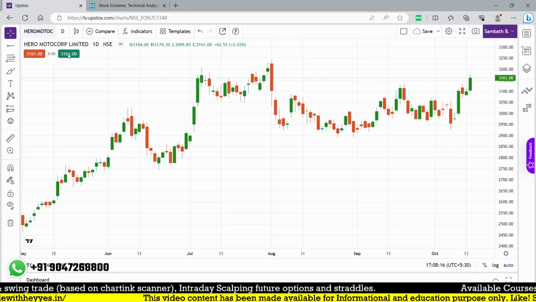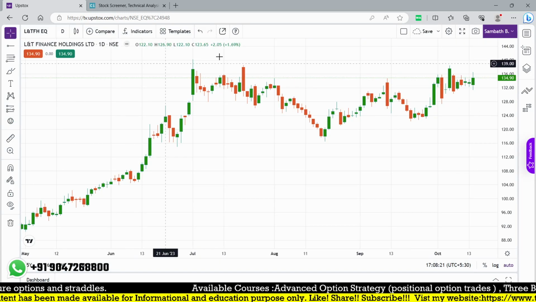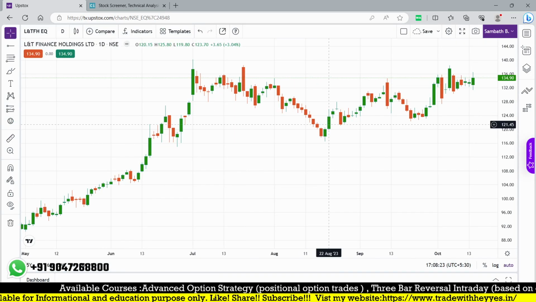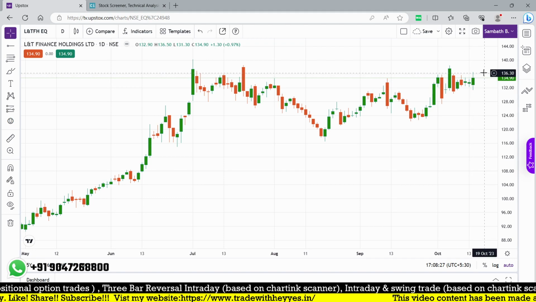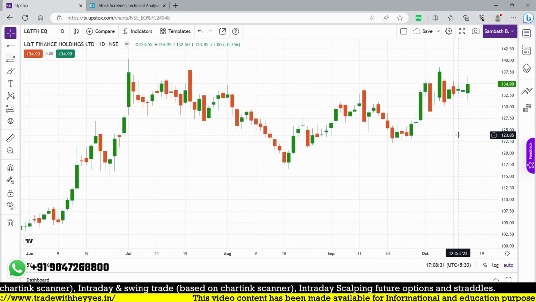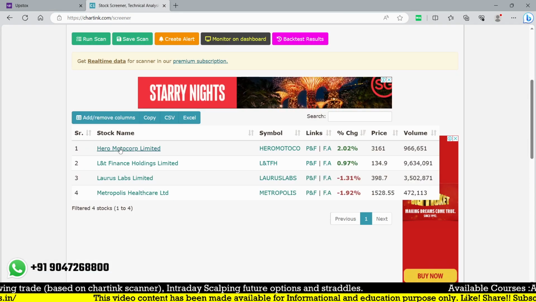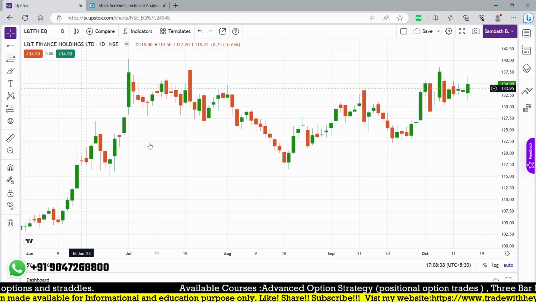Hero Motor we have seen. In L&T Finance, you can see the previous high is there, and before that it is looking like this. So almost this is the candle. Only above the high are we going to look for an opportunity, but here we don't get any good opportunities. Okay, Laurus Labs and something like Metropolis. These are all in the scanner.